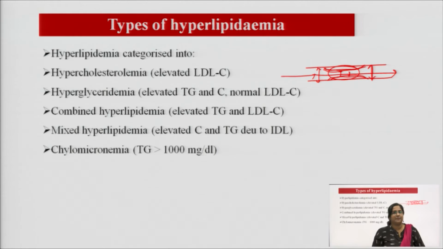Types: what are the types of hyperlipidemia? First is hypercholesterolemia. If you see, there are three parts making up this word: hyper, which means elevated, and cholesterolemia, which means a high level of cholesterol in your blood. Next is elevated LDL level, LDL cholesterol. LDL means low density lipid.